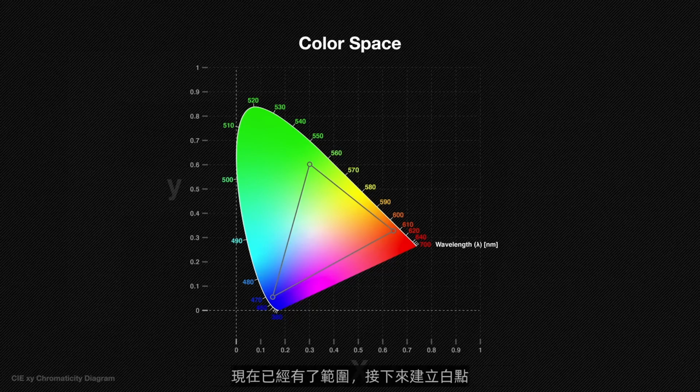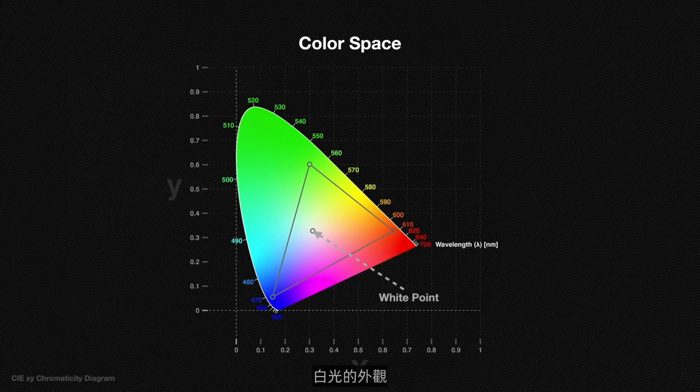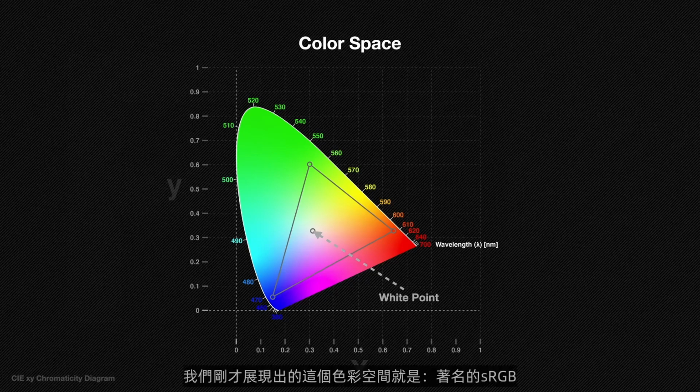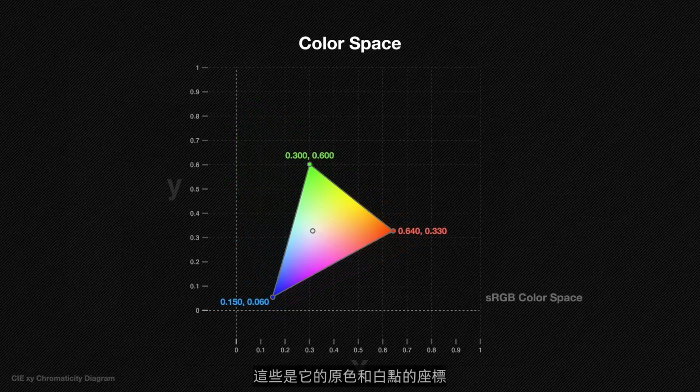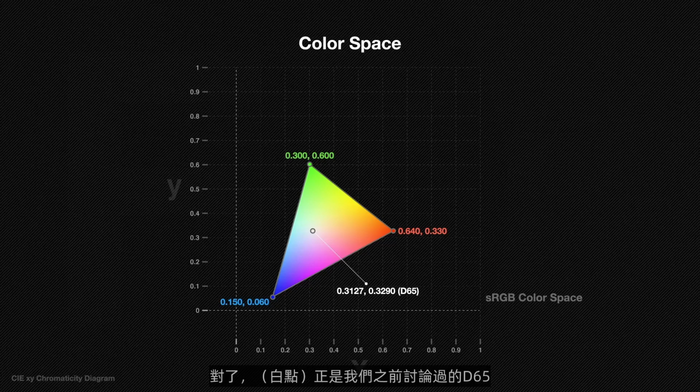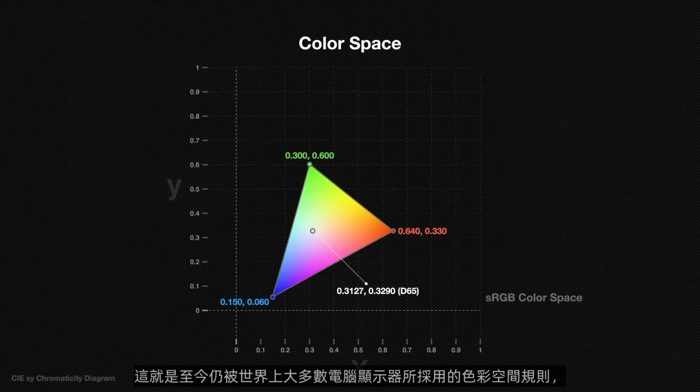Now that we have the gamut, let's establish the white point. Here, this is the center of the gamut, the point of no saturation, the appearance of the white light. This color space that we have just represented is the famous sRGB. Those are the coordinates of its primaries and its white point, that, by the way, is precisely the D65 we discussed earlier. This is the color space ruling still today most of the computer monitors in the world.